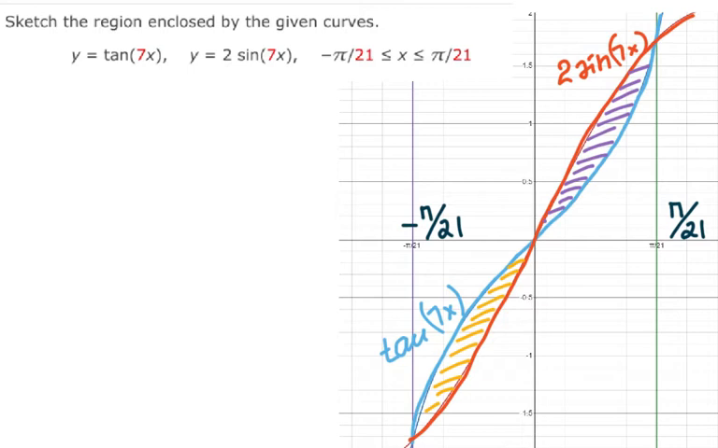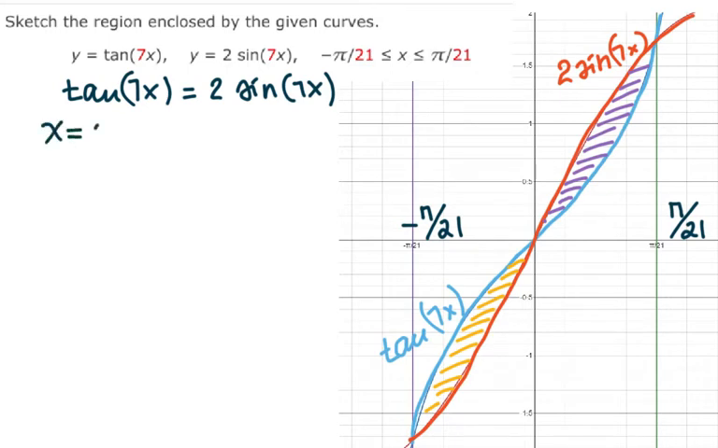And you can check it for yourself if you set up tangent 7x is equal to 2 sine of 7x, and solve this equation: move one to the other side and then distribute, replace tangent with sine over cosine, and then solve for the solutions. You will get the intercept points at x equals 0 and then plus or minus pi over 21. So these are the points where they intersect.